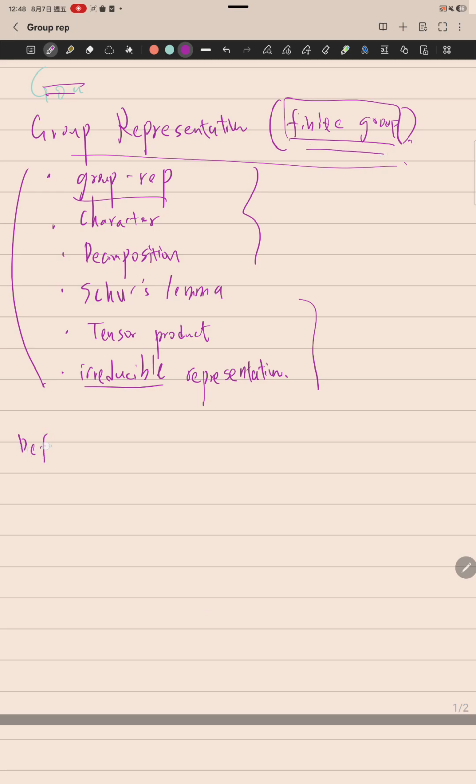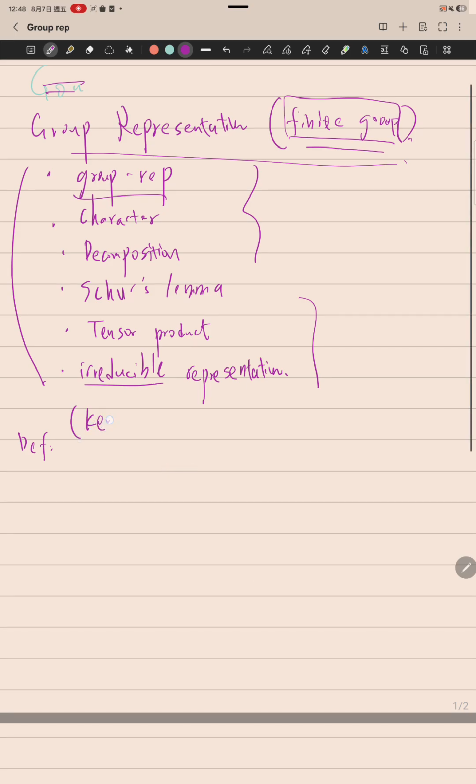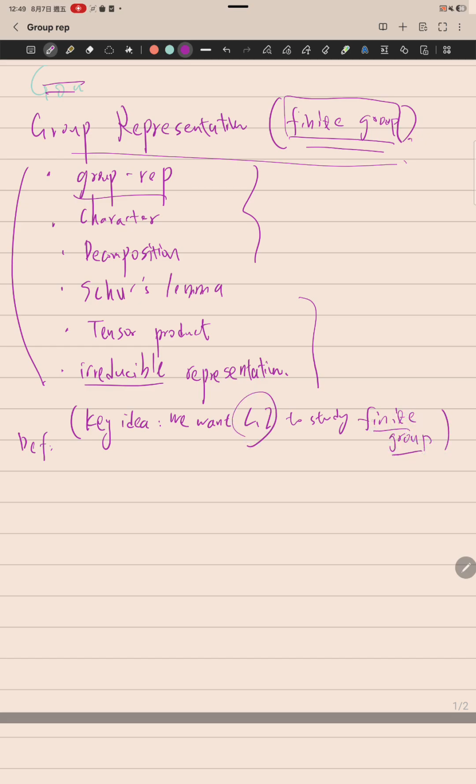So let me tell you the key idea in group representation: we want to use linear algebra to study finite groups. Probably this is most important as a physicist, because as a physicist or chemist, sometimes you don't deal with a finite group abstractly, but you deal with its representation. So the definition: a representation is a map from G to GL(V). This is a homomorphism, so let me explain.